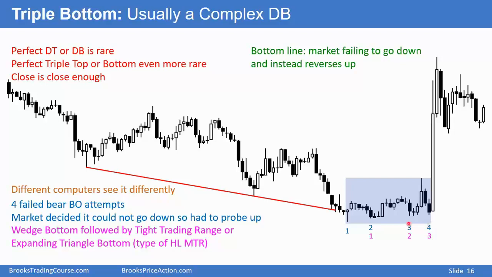I would see it as a wedge bottom, weak reversal up, a tight trading range with a double bottom in it. I would call that a double bottom, high or low major trend reversal. This is the breakout from it, and this is the pullback. If you want, you can also call it a small expanding triangle. Up, down, more down, up, and then down again.